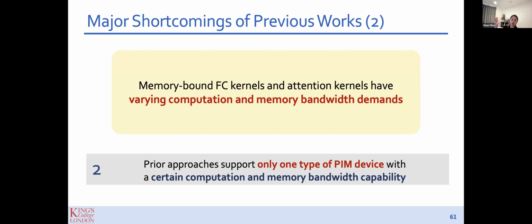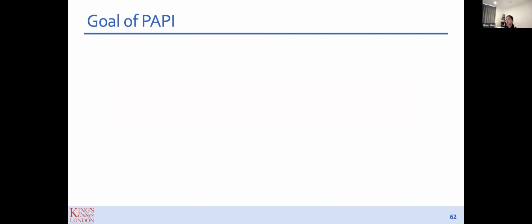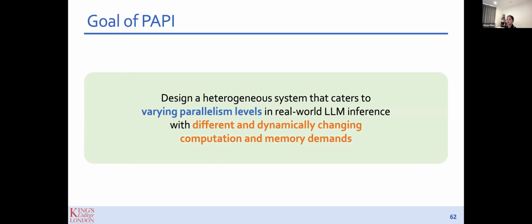Because once you decide what type of PIM you use, you combine the processing units and the memory units in a certain way, and in the end you cannot really change it, right? So basically, this is one shortcoming of the previous work. The goal of PUPY is to design a heterogeneous system that caters to varying parallelism levels in real-world large language model inference, with different and dynamically changing computation and memory demands.